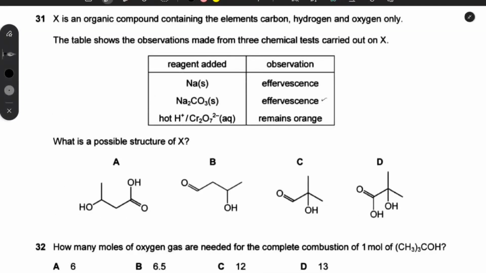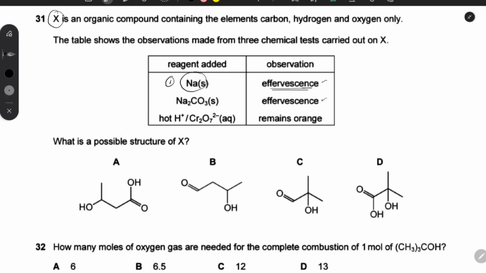Question number 31. X is an organic compound containing carbon, hydrogen and oxygen only. The table shows the observations made from 3 chemical tests carried out on X. The first test is with sodium. If you react sodium with X, the observation is effervescence, which means that compound X is reacting with sodium and producing a gas.